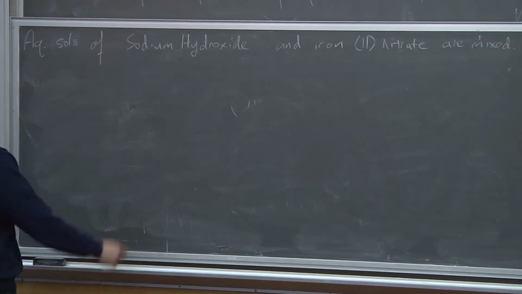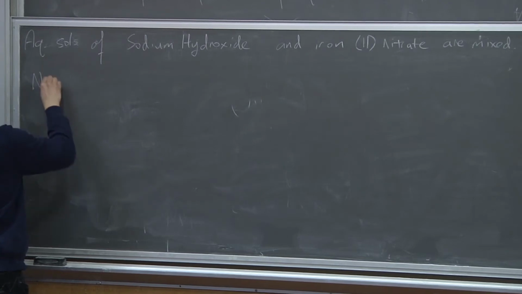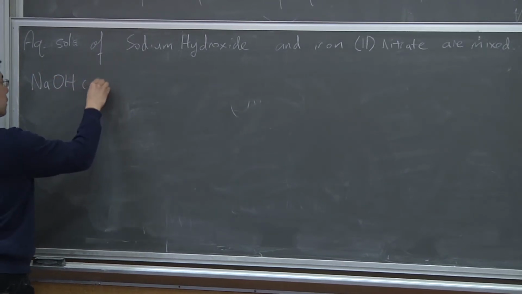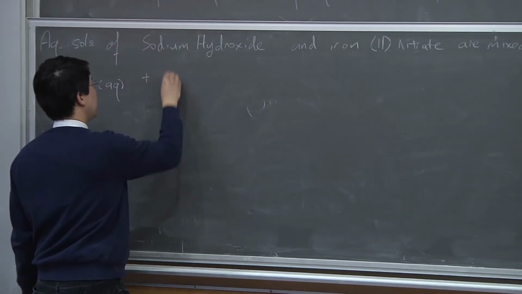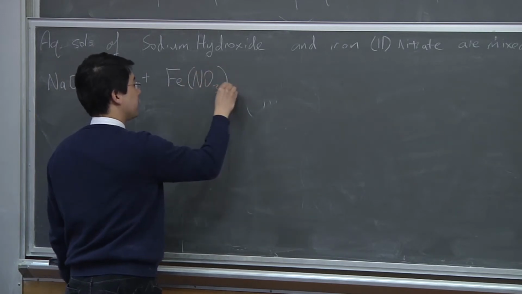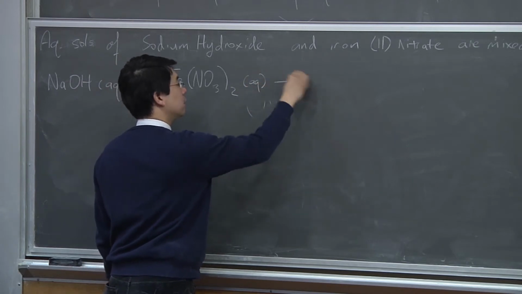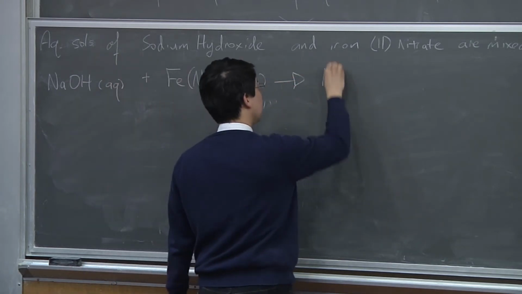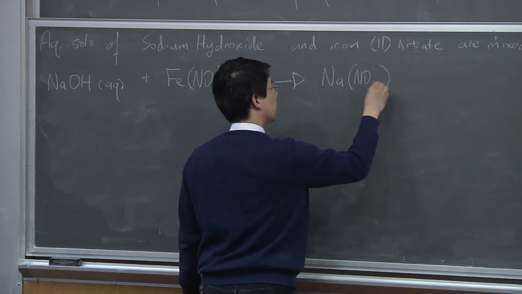Okay, so what is sodium hydroxide? NaOH. Plus 1 minus 1. That's going to be aqueous because of the sodium. Fe, parentheses 2, NO3 with a 2. Arrow. And then you get Na, open and close parentheses with NO3.